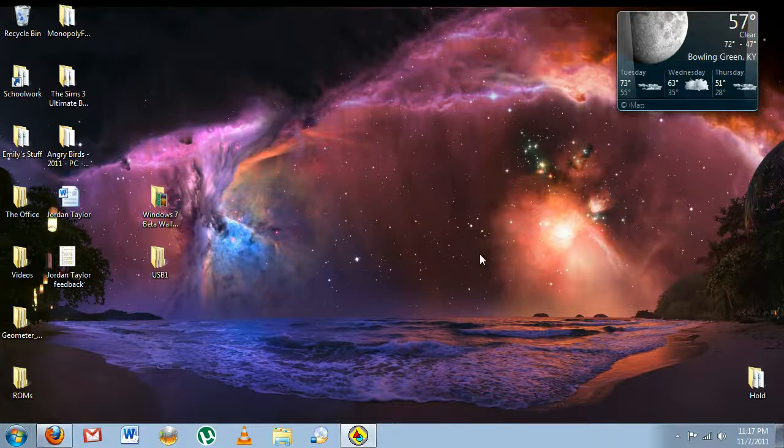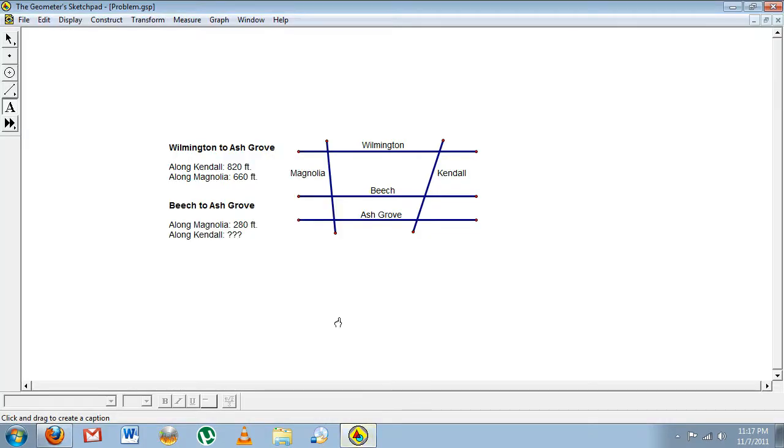Alright, Sierra and I have decided to transform the road distance problem. I have drawn up the diagram in Geometry Sketchpad, so let's take a look at it. We have our three parallel streets, Wilmington, Beach, and Ash Grove, and then we have our two transversal streets, Magnolia and Kendall.